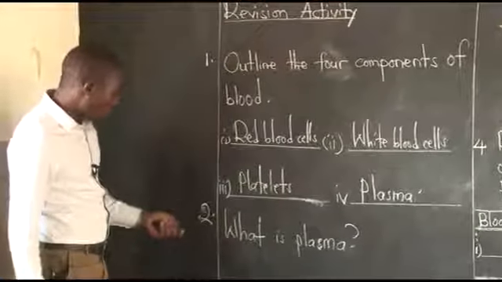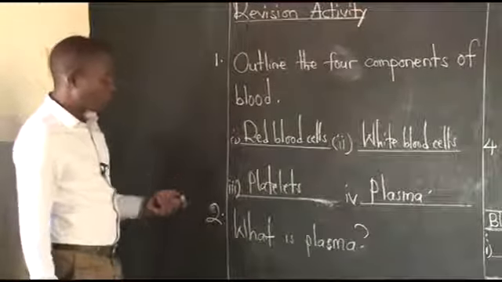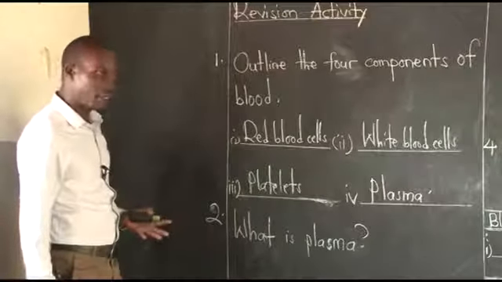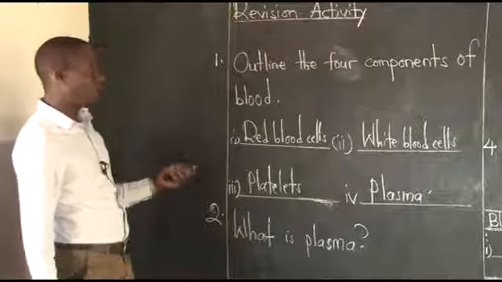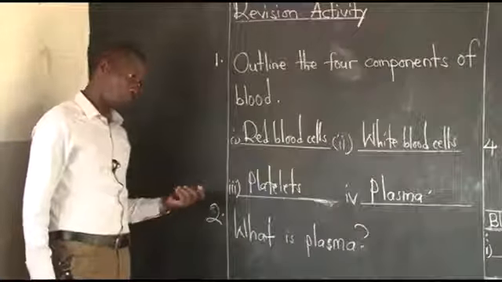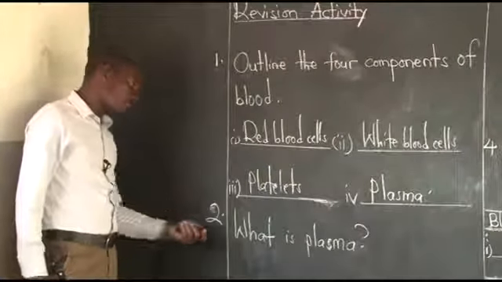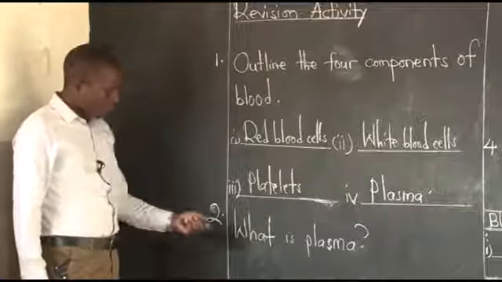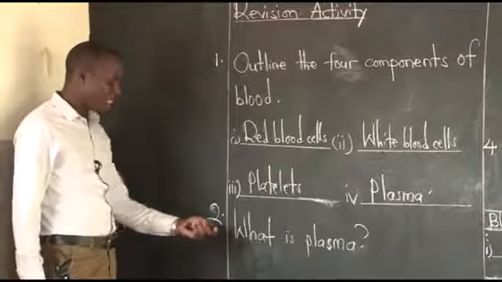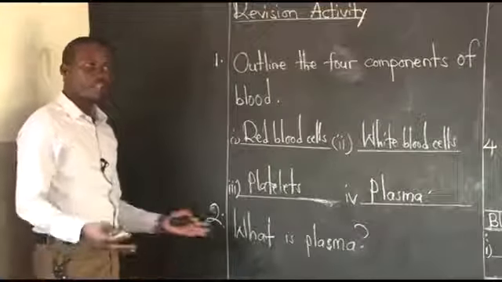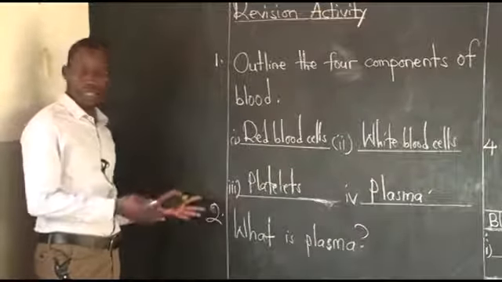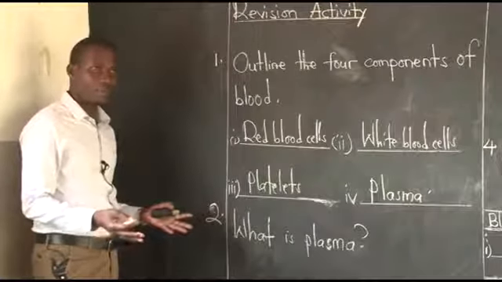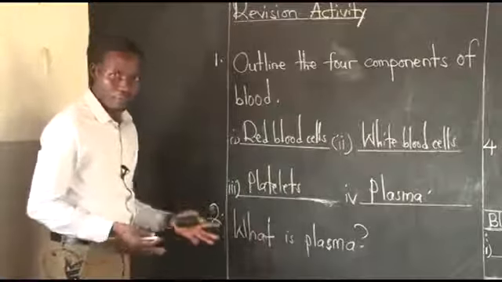So as we move on, we can now go to number 2, after looking at the 4 components of blood. Remember, they'll ask you simply for the blood components. We have looked at them, they are the 4. Number 2, we are asked to define plasma. Simply, what is plasma? Comparing with other components, plasma is the liquid part of blood. Or one can say it is the fluid part of blood.